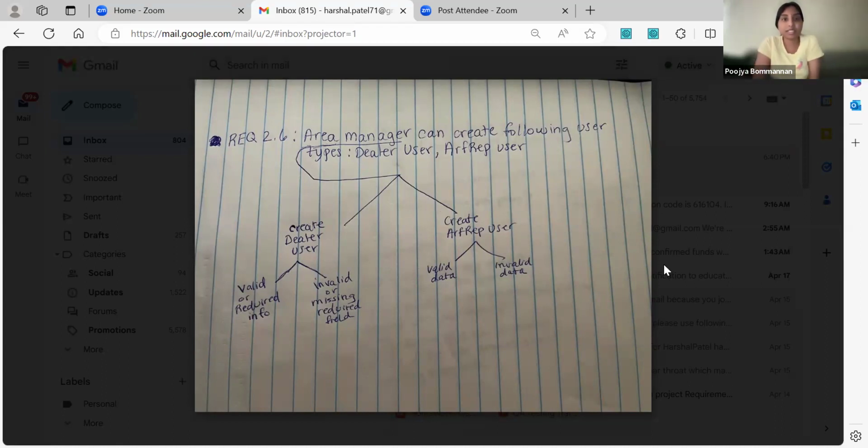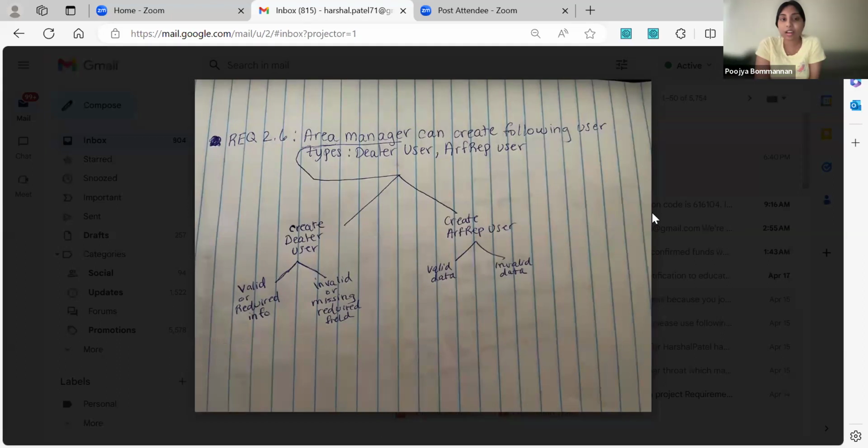The requirement is that the area manager can create the following user types: dealer user or rep user. So the person who is executing this task is the area manager. That's what I understood from this. And I'm not sure if this is right, but when you are trying to create the user type, from my understanding, the information might not be correct. So that's my negative scenario.